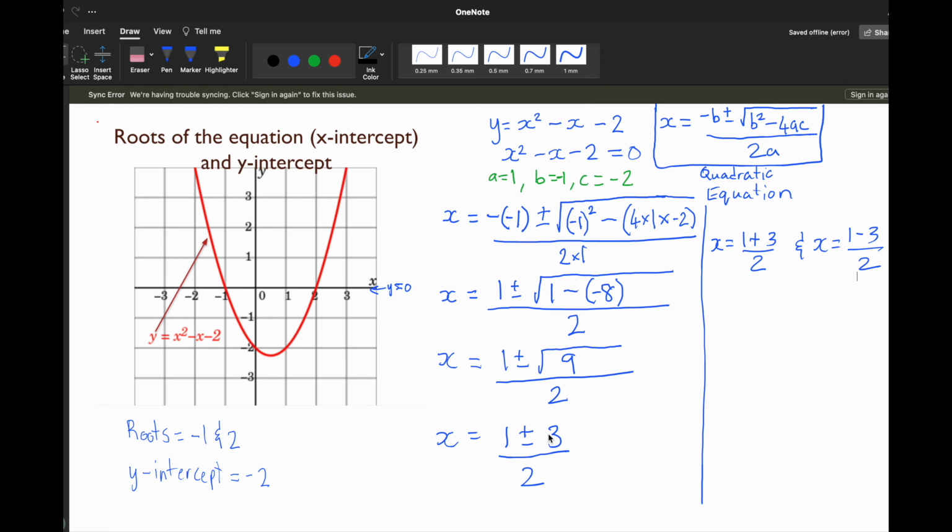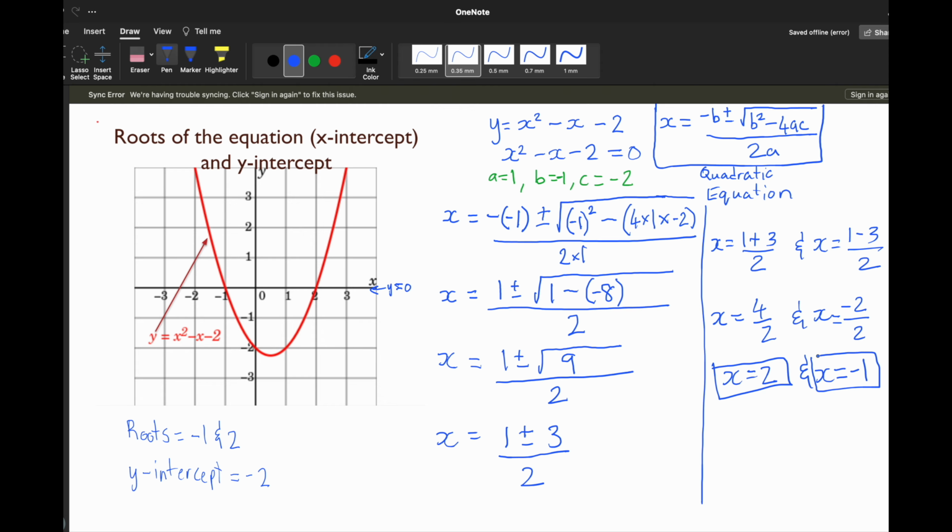So 1 plus 3 first, which is here 1 plus 3 divided by 2. And then after we have 1 minus 3 divided by 2. So then we're going to have x is equal to 1 plus 3, which is 4 over 2, and x is equal to 1 take away 3, which is -2 over 2. Now, 4 divided by 2 is 2. And -2 divided by 2 is -1.